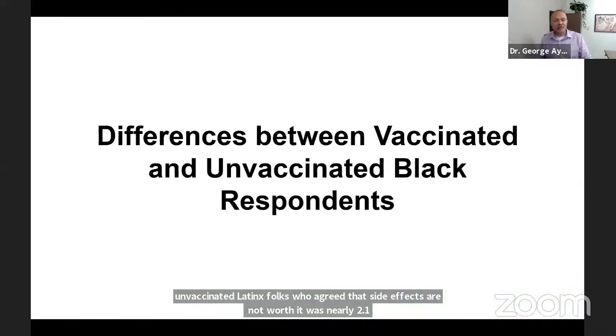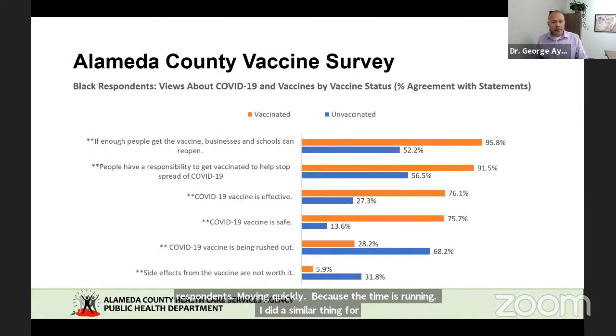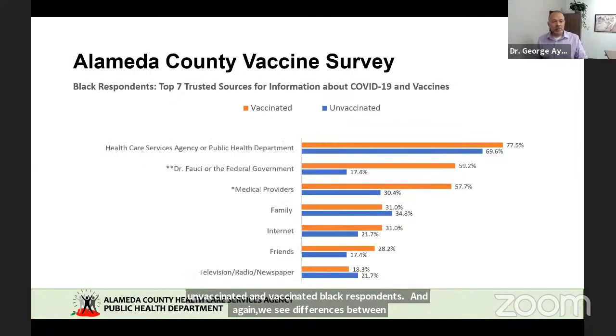Moving quickly because the time is running. I did a similar thing for unvaccinated and vaccinated Black respondents. And again, we see differences between vaccinated and unvaccinated in all of the domains that I talked about earlier.